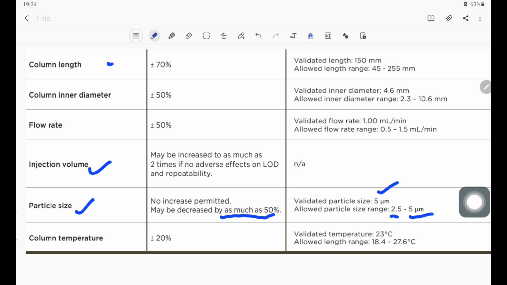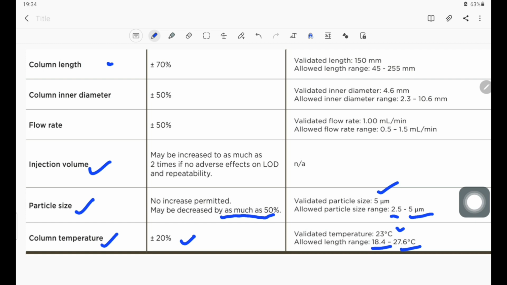The last parameter is column temperature. The maximum allowable change is plus minus 20%. For example, if we have 23 degrees Celsius as the column oven temperature, then the allowed range will be 18.4 to 27.6 degrees Celsius.